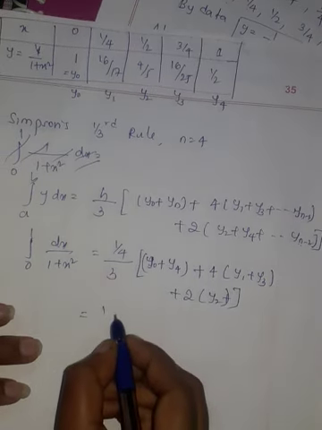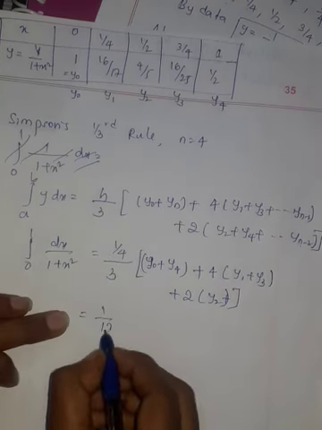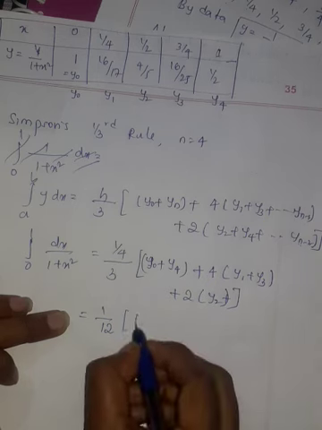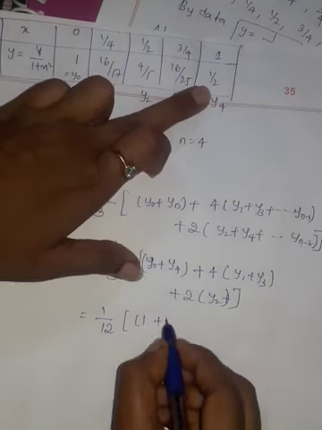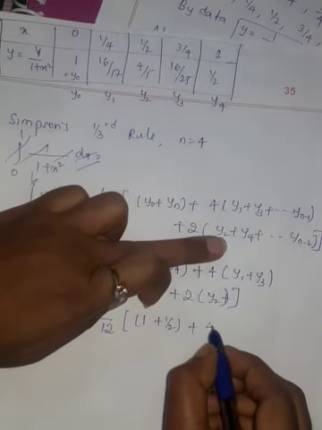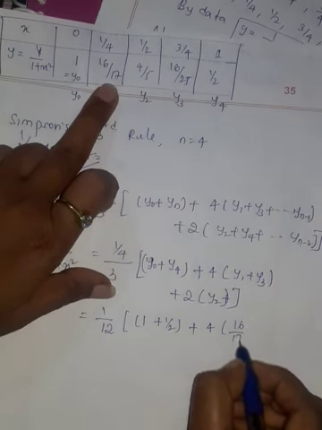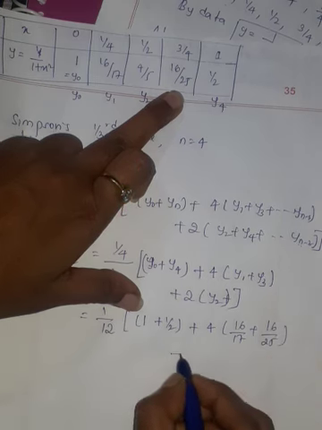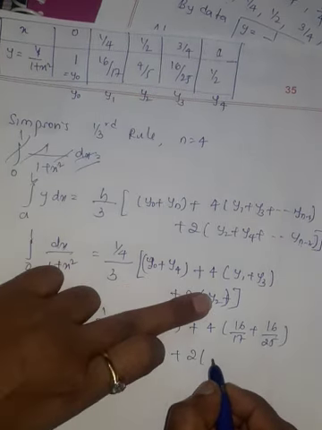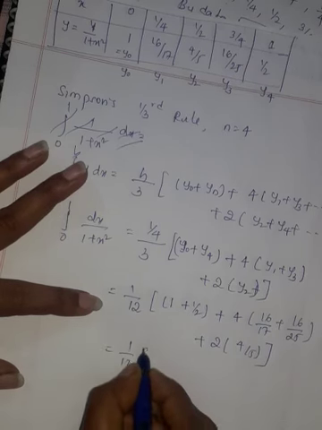Now put all the values here. So h is 1 by 4, sorry. 1 by 4 by 3 is nothing but 1 divided by 12. Now what is our y0 here? 1, plus y4 is 1 by 2, plus 4 into, what is our y1 here? 16 by 17. Next y3 is 16 by 25, plus 2 into, what is our y2 here? 4 by 5. If you simplify this one, we will get 1 by 12 as it is.